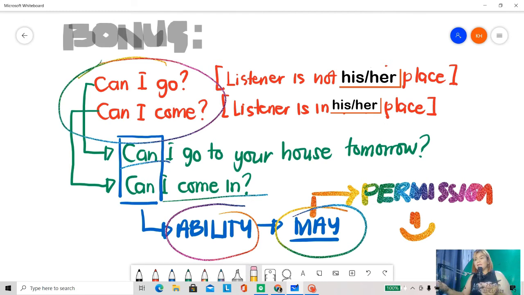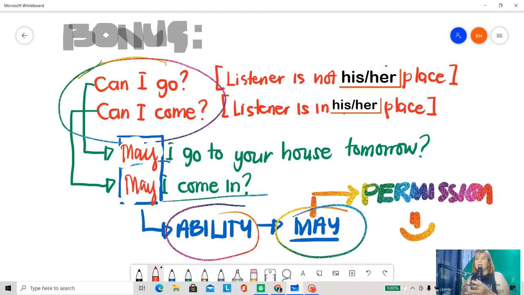Same thing if you've already knocked on the door and it's opened for you, and you would like to be formal and cordial. Instead of saying can I come in, the better modal to use is may I come in. Okay? So I hope it is clear, no, the difference of go, come, bring, and take.